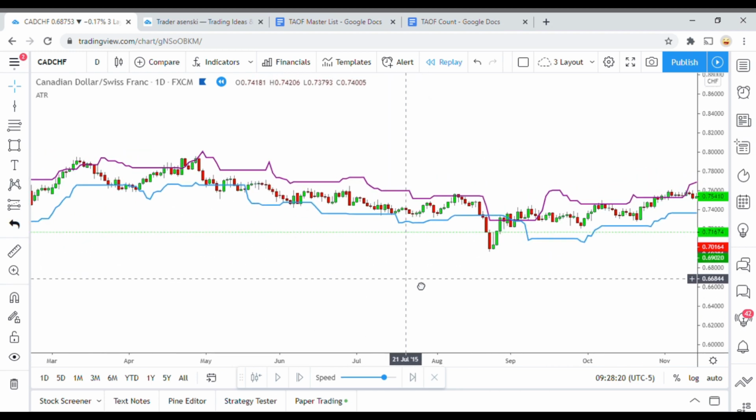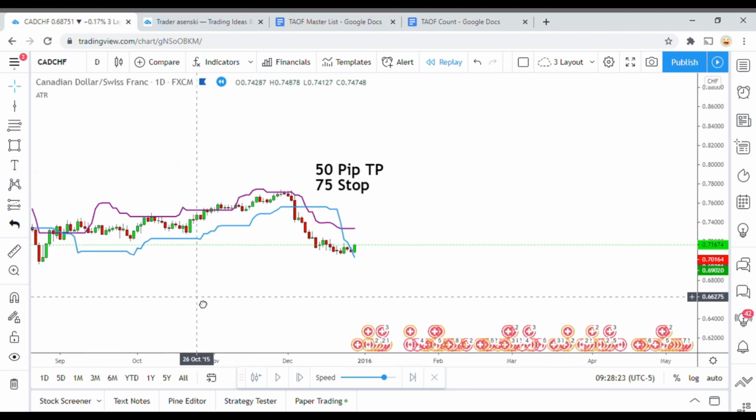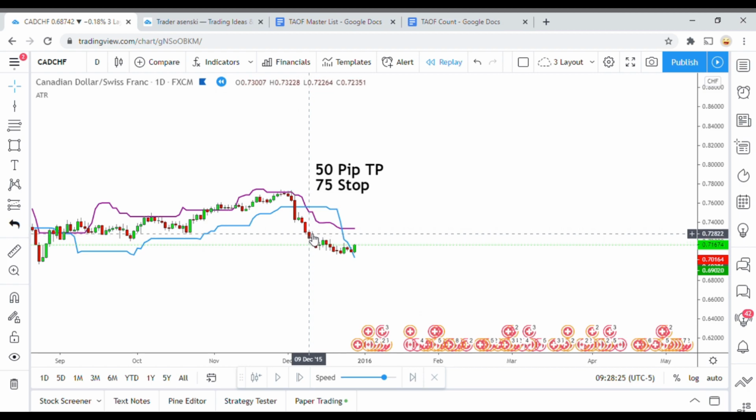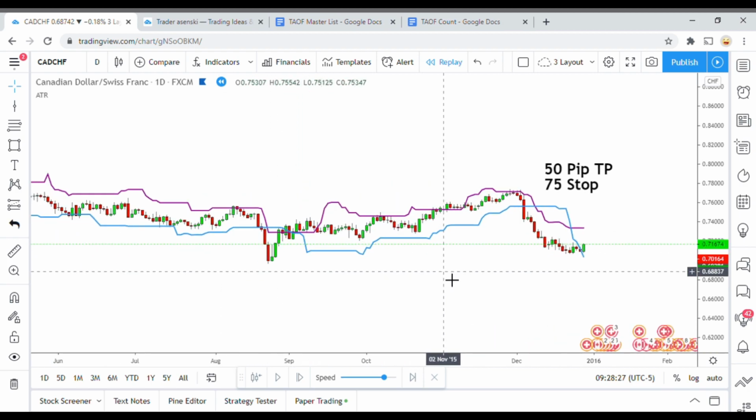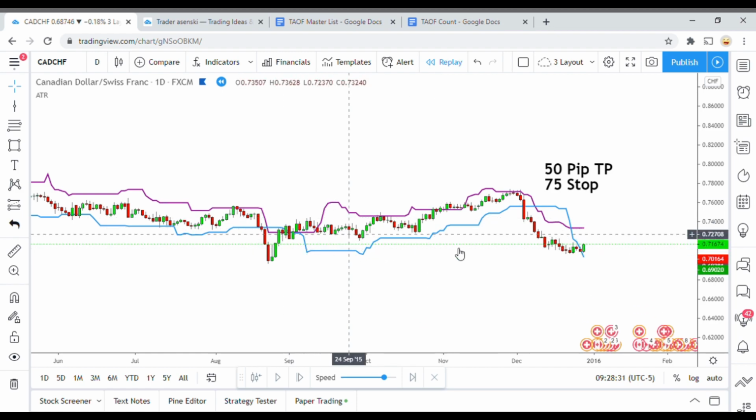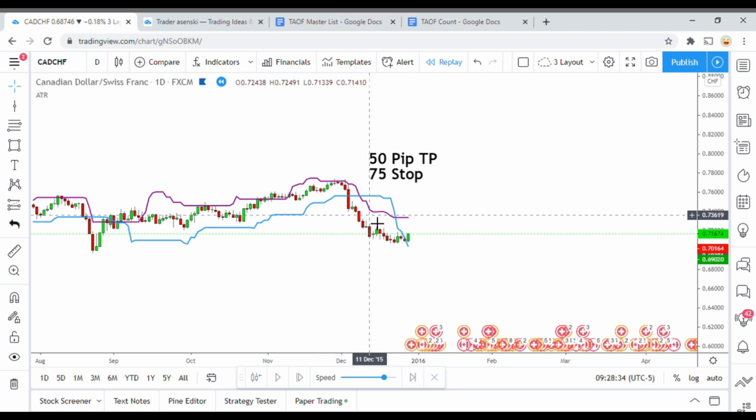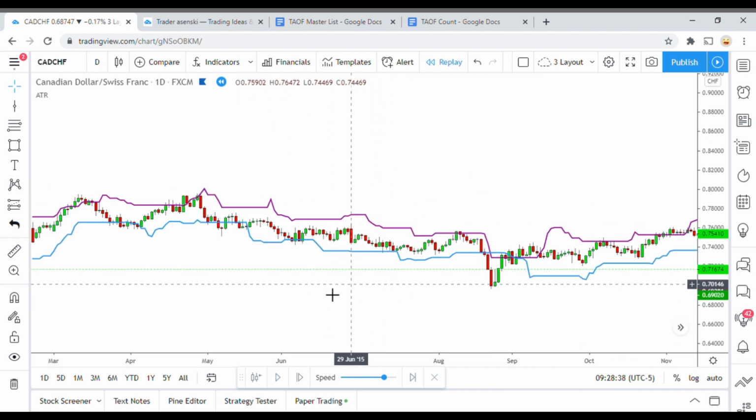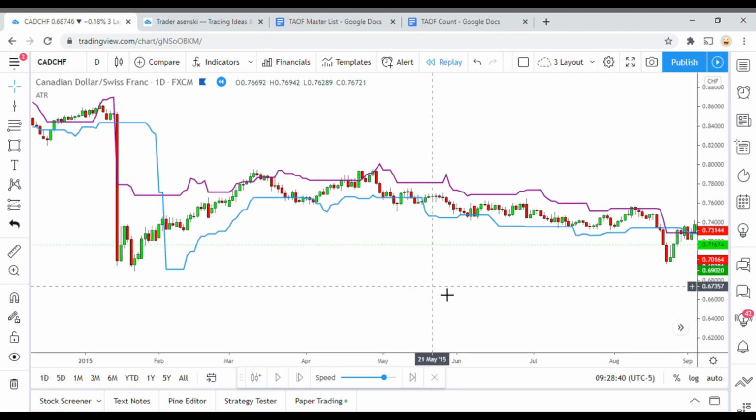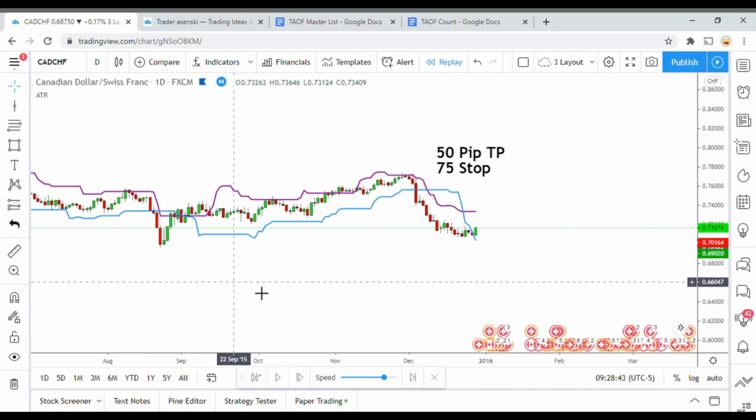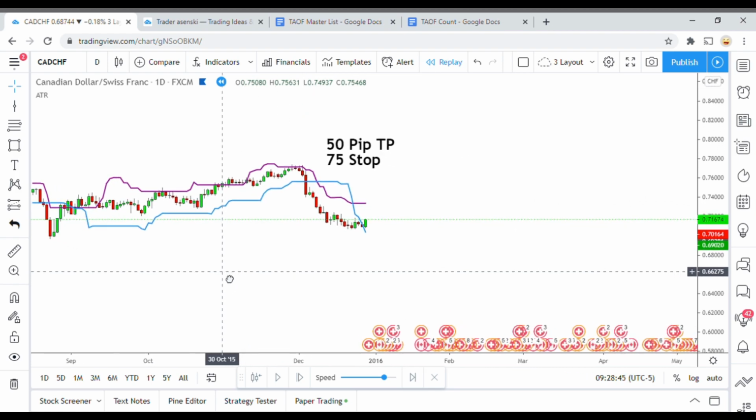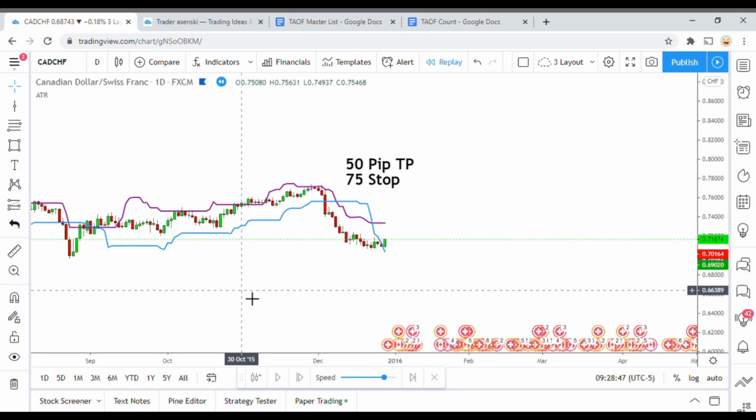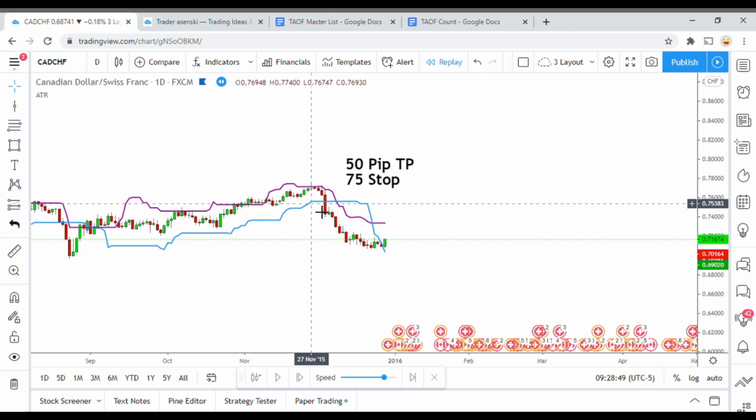But looking at the cross, to be real honest, I guess technically you could trade it off of the cross, but just looking at it, I don't think that's going to be the best option for us to attempt to trade it. I think what's going to be the best option is to trade the breakout of the lines.